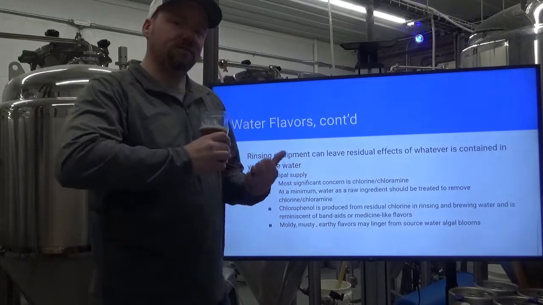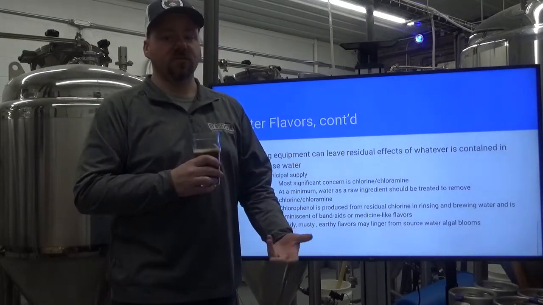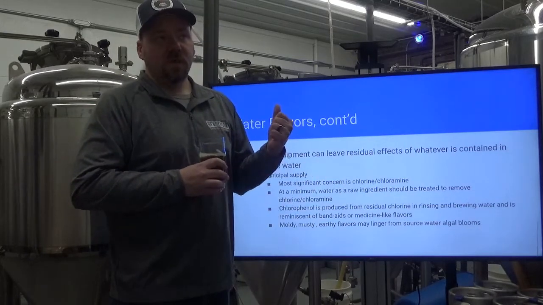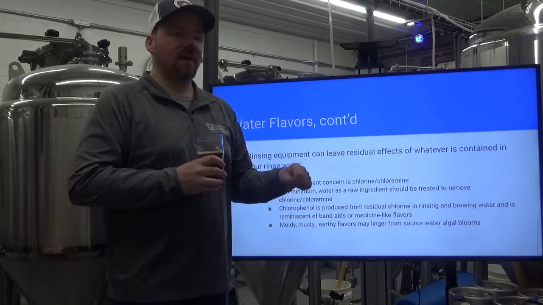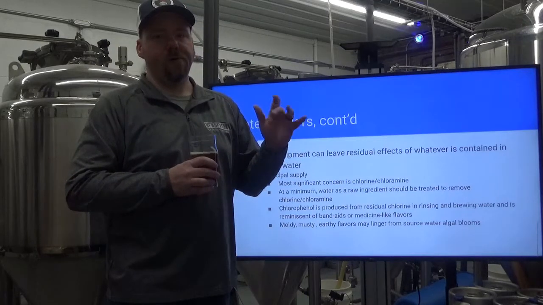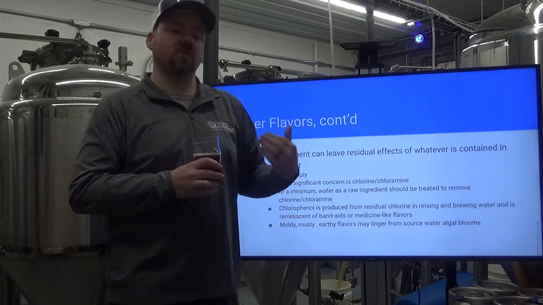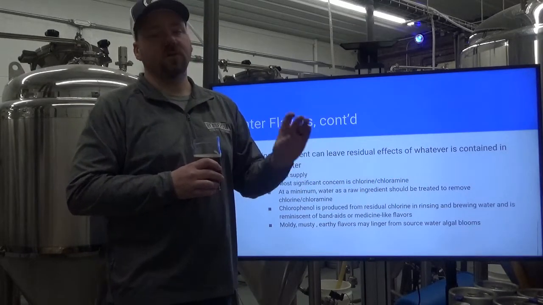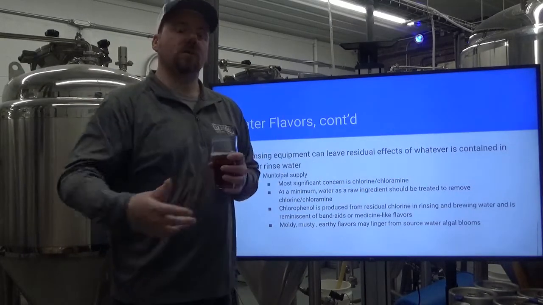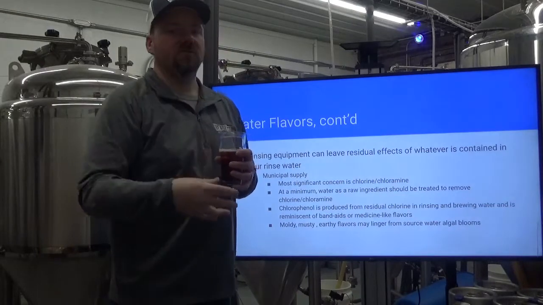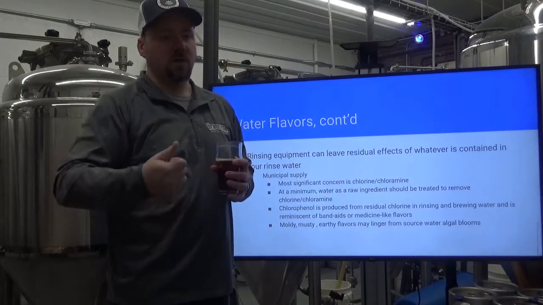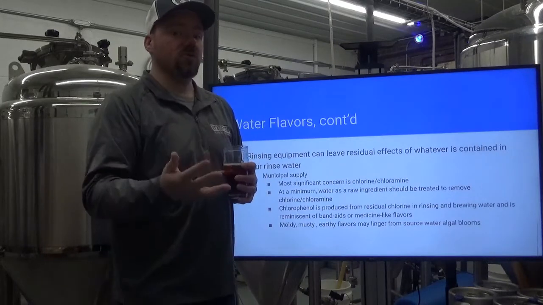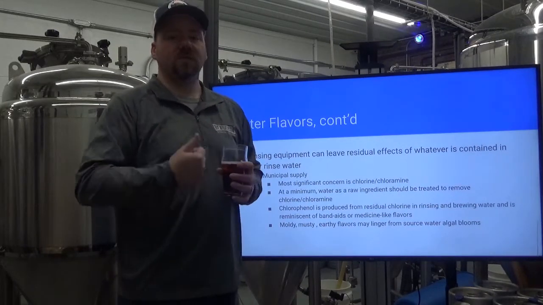You can also get moldy, musty, or earthy flavors from municipal water sources, and that's going to be from algae blooms. Say you have a municipality that pulls from a reservoir, that reservoir is generally going to be slow moving or still, and it's a possibility from fertilizer runoff from farming that you could get an algal bloom, and that can come through in your finished product through your source water. So you want to be filtering.